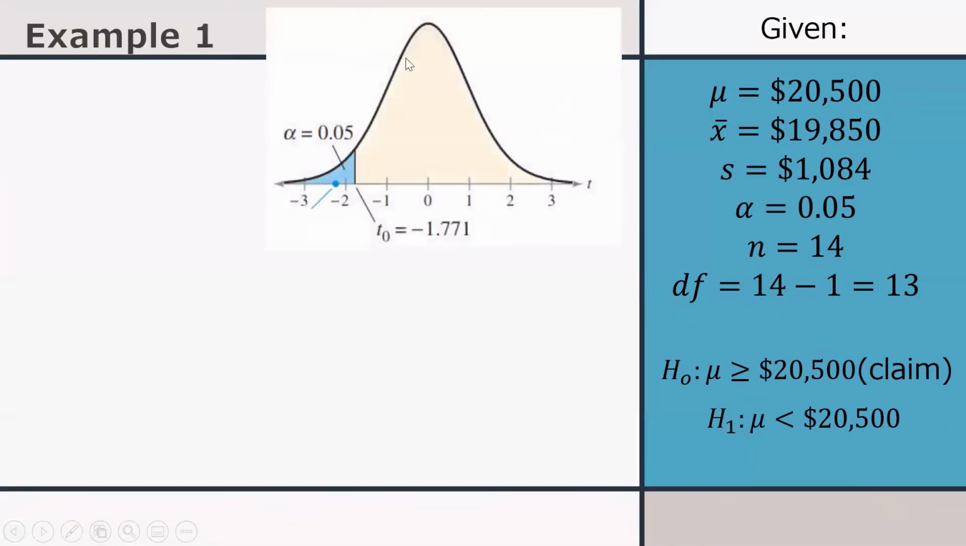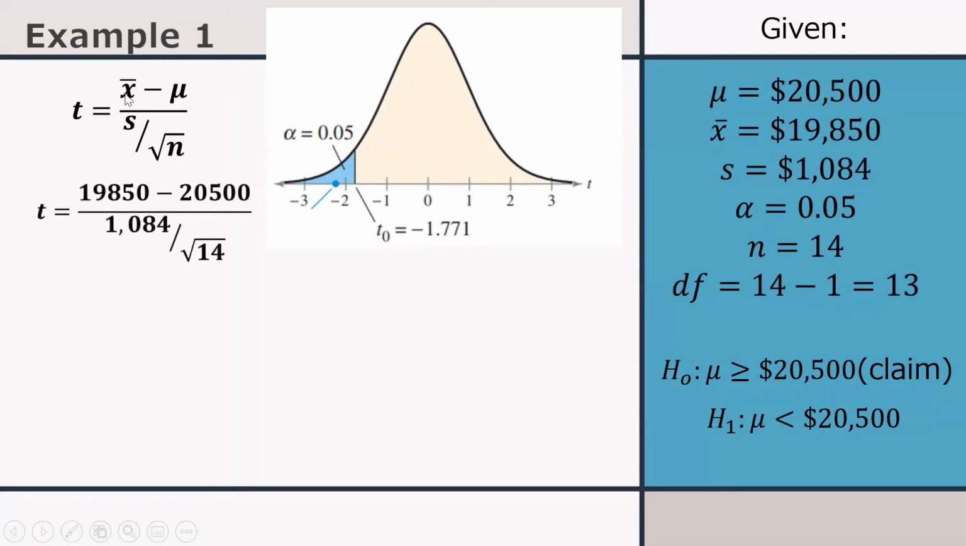Now, draw the normal curve and specify the critical value. This is the critical value, and to the left of the critical value is the rejection region. Now let us compute the test statistic. That is the sample mean minus the hypothesized mean over the standard error. The sample mean is 19,850 minus the hypothesized mean, which is 20,500, over the sample standard deviation, that is 1,084, over the square root of n, which is 14.